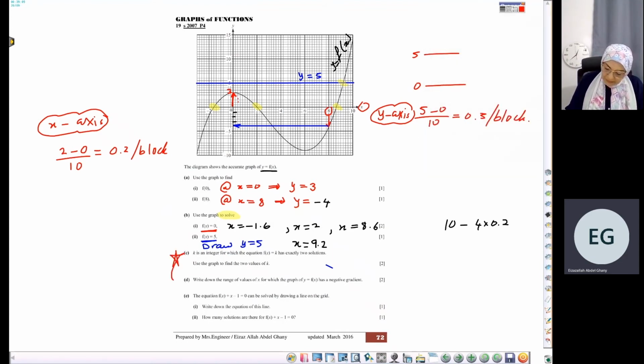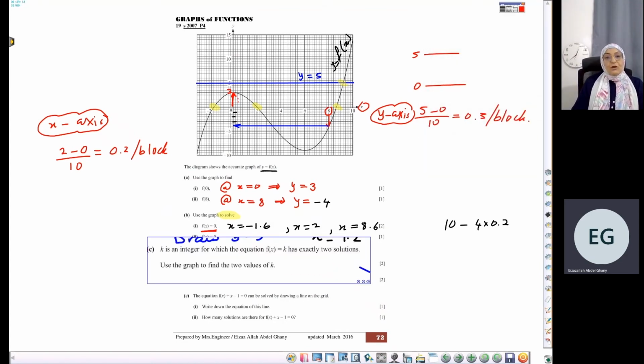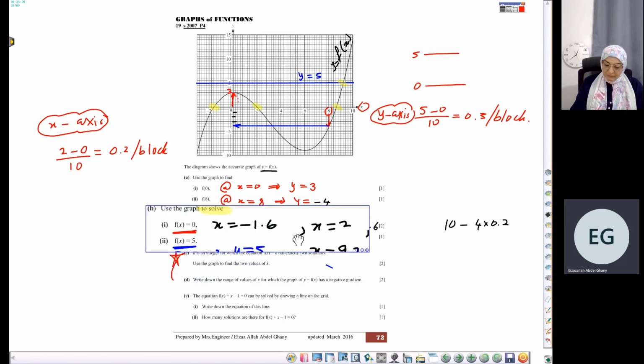And then the very important question, which I call the K questions. Question C. K is an integer for which the equation f of x equals k has exactly two solutions. Use the graph to find the two values of k. Remember that in all questions, he usually gives you an introduction to the strong question. So before going to this super question, we remember what we did in question B.